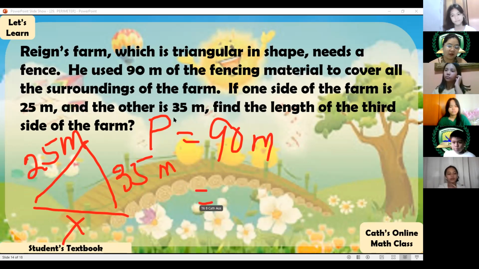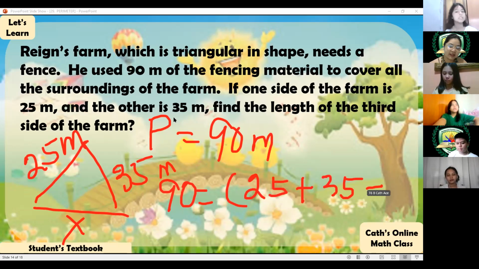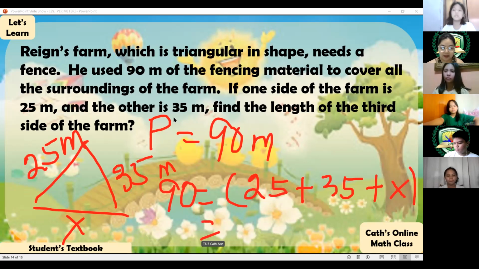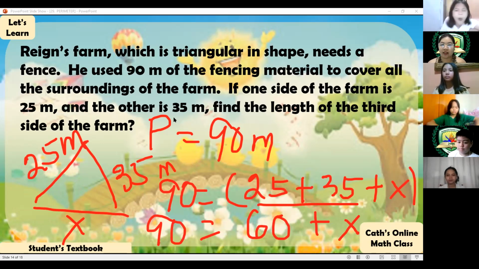Okay, so let's put 90 here. And then, subtract 35, subtract 25, x. Diba? Yes. So, lahat ito, transfer muna natin itong mga given na numbers na yan. 25 plus 35, 60. 60 plus x. Okay. Ngayon, we need to isolate x. Tanggalin natin si 60 dito. Paano natin tatanggalin?